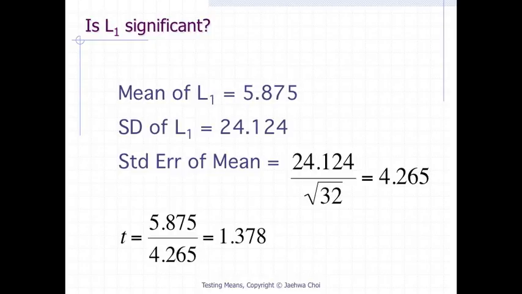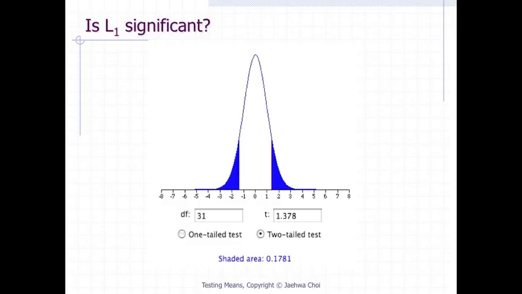Once L1 is computed for each subject, the significance test is the same as testing whether a single mean is significantly different from 0. First, we compute the mean and the standard error of the mean for L1. Computing L1 for the 32 subjects in the experiment, we find that the mean and the standard error of the mean are 5.875 and 4.265, respectively. T equals 1.378. Since there were 32 subjects, the degrees of freedom is 32 minus 1 equals 31.